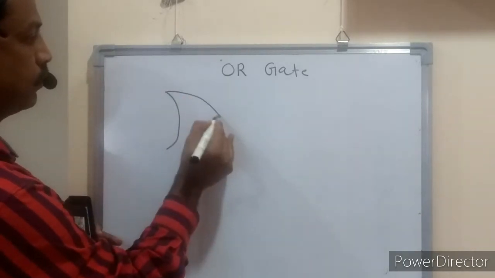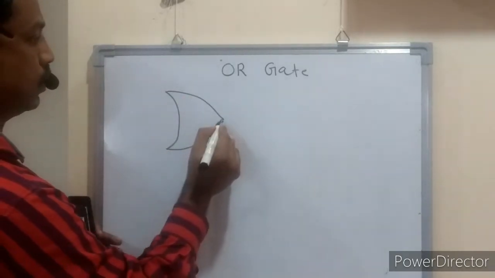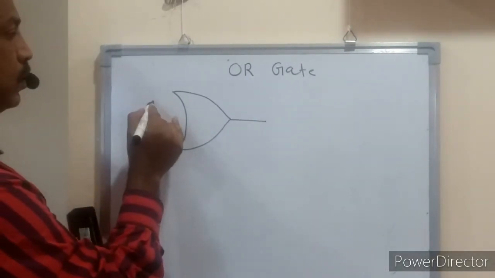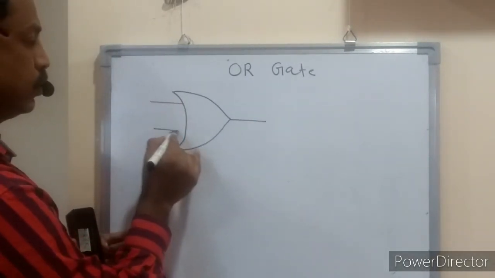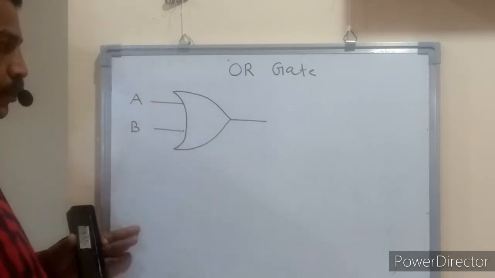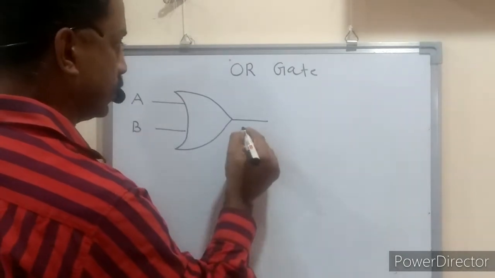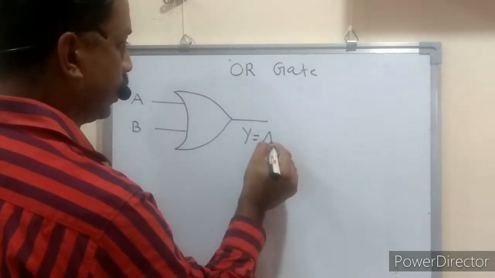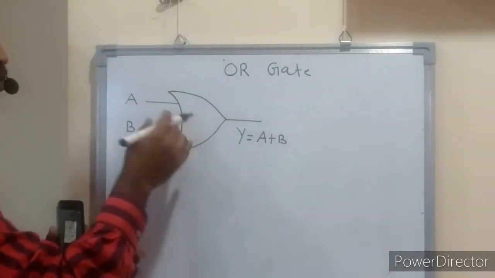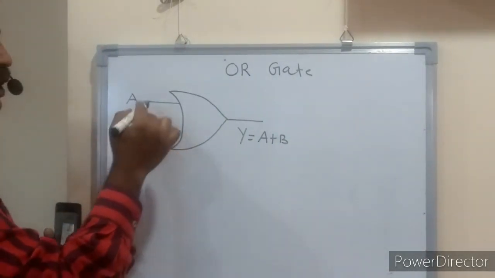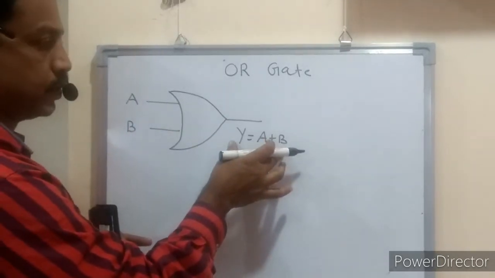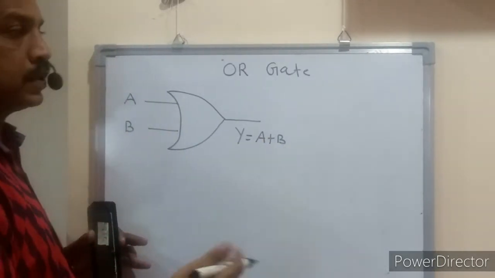Like this, we can simply draw the OR gate. It has two inputs. Here we say that A and B are the inputs, and Y equal to A plus B is the output. It can have more than two inputs. If three inputs are there, A, B and C, then the output is Y equal to A plus B plus C.